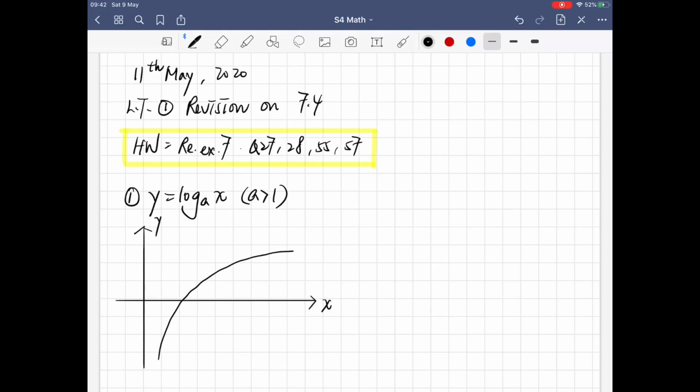Hi everyone, in today's lesson I will give you a revision on section 7.4, and for the yellow box, these are the questions that you can do before the section quiz. So section 7.4 is about the graph of log functions.